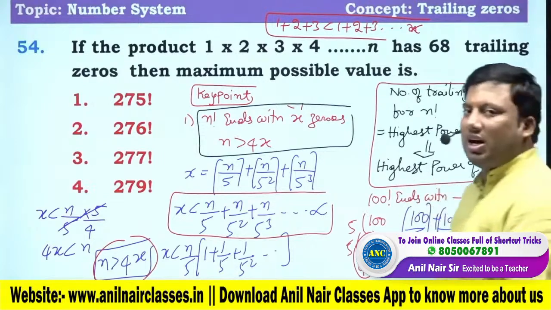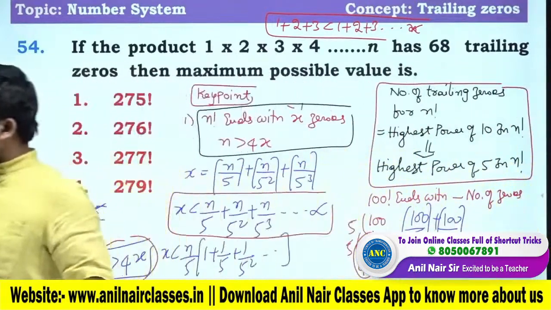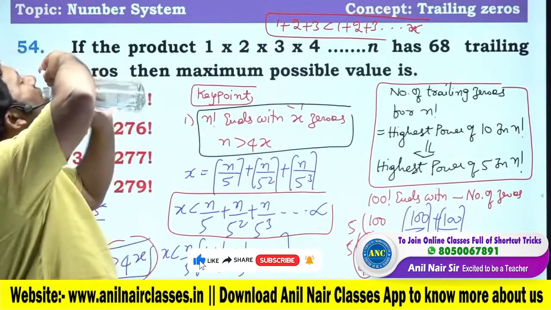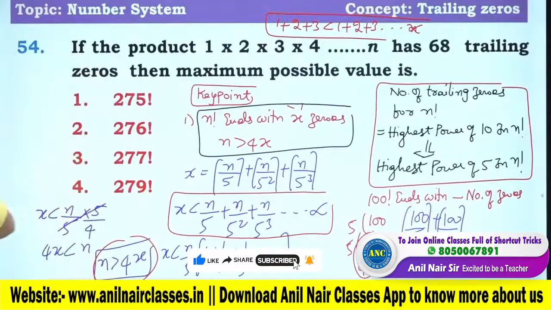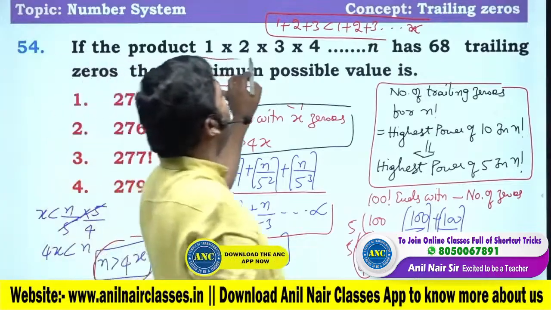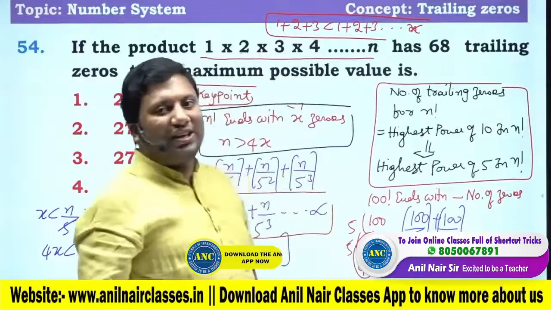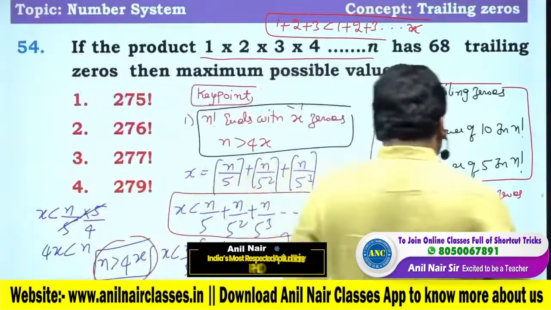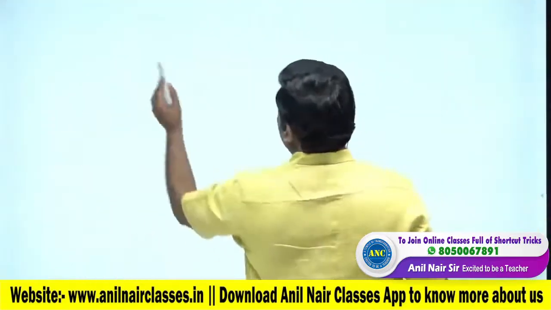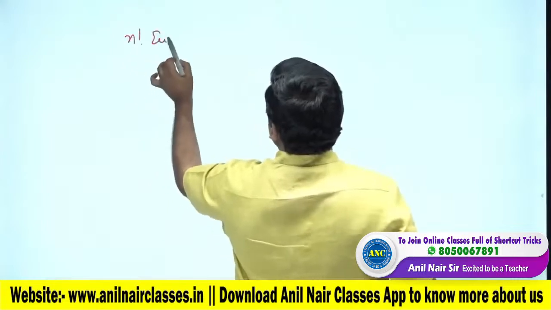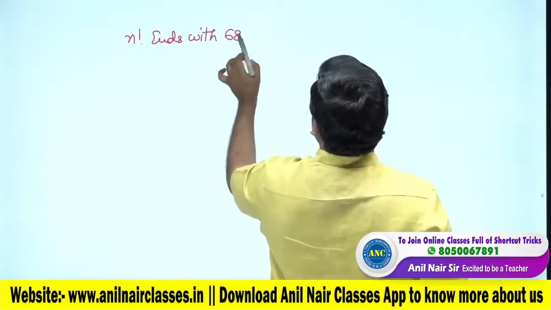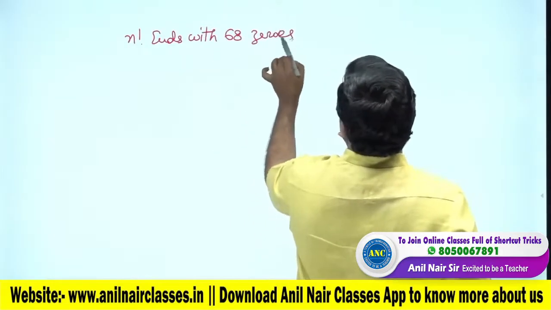Once you understand this concept, it is just a 1-minute job to solve our question. Let us solve this question. What is the question? If the product 1 into 2 into 3 till n, which is n factorial, has 68 trailing zeros. So what is the concept? N factorial ends with 68 zeros.